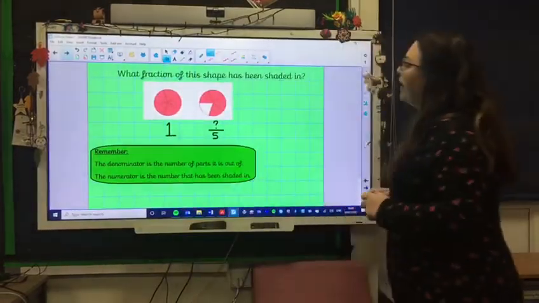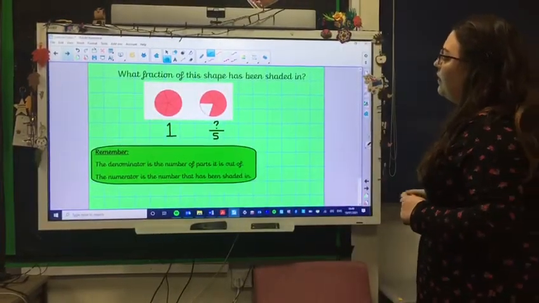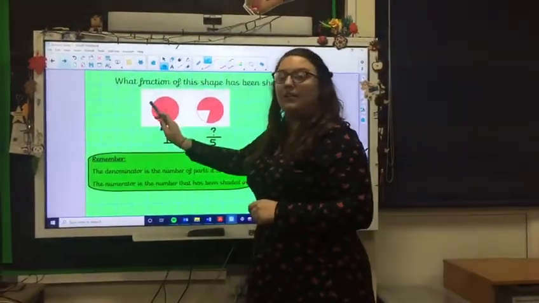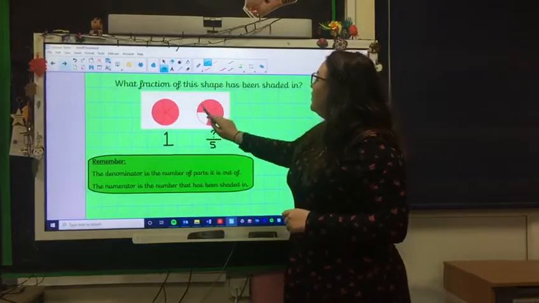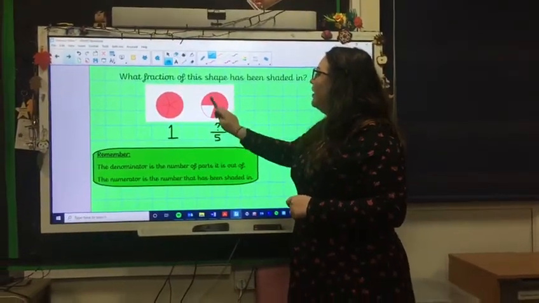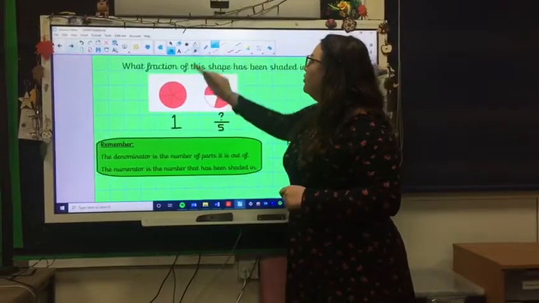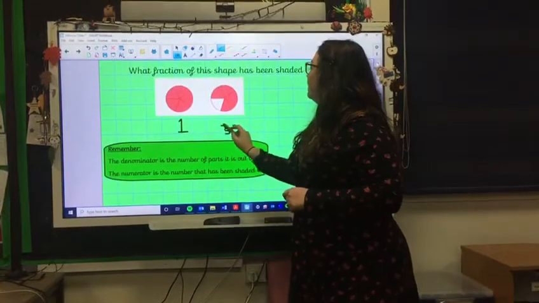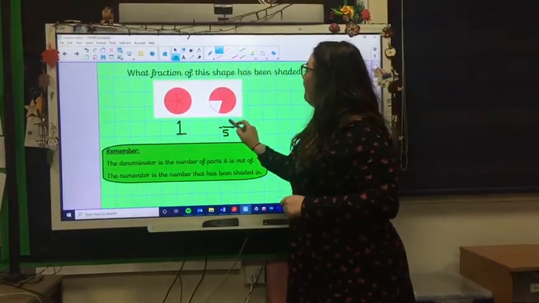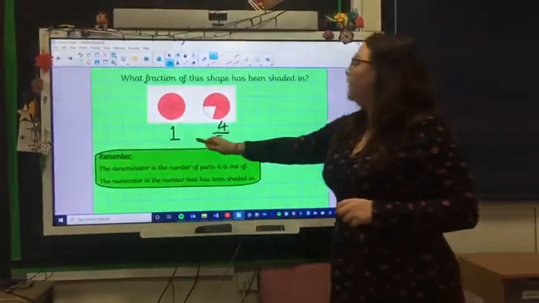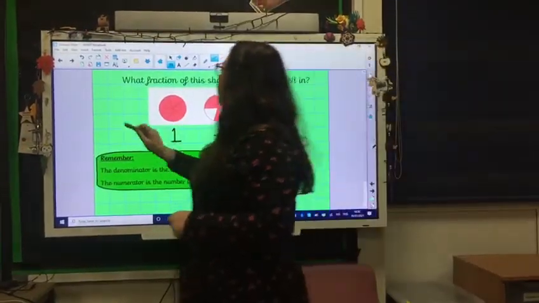Okay, what fraction of this shape has been shaded in? Now we can see that one whole shape has been shaded in. We can see that it's split into fifths, but what is the numerator? How many have been shaded in? You should be able to tell me just by looking at it. There's 1, 2, 3, 4. So that diagram in total is showing you 1 and 4/5.